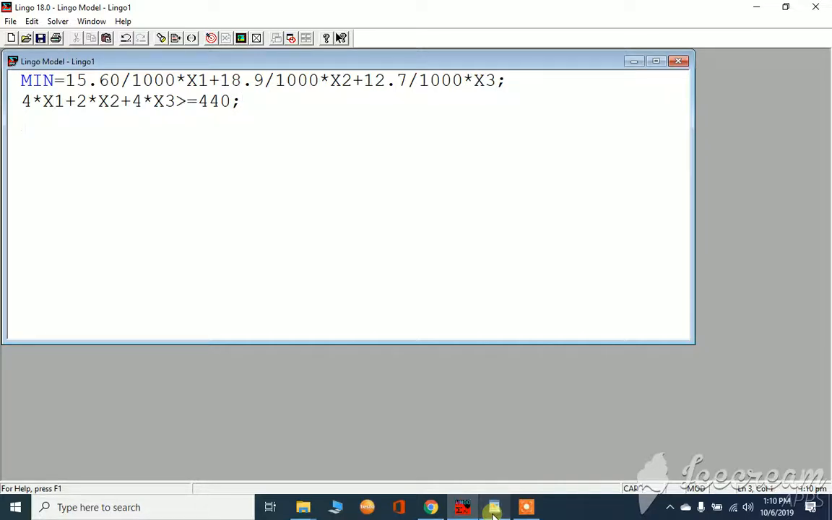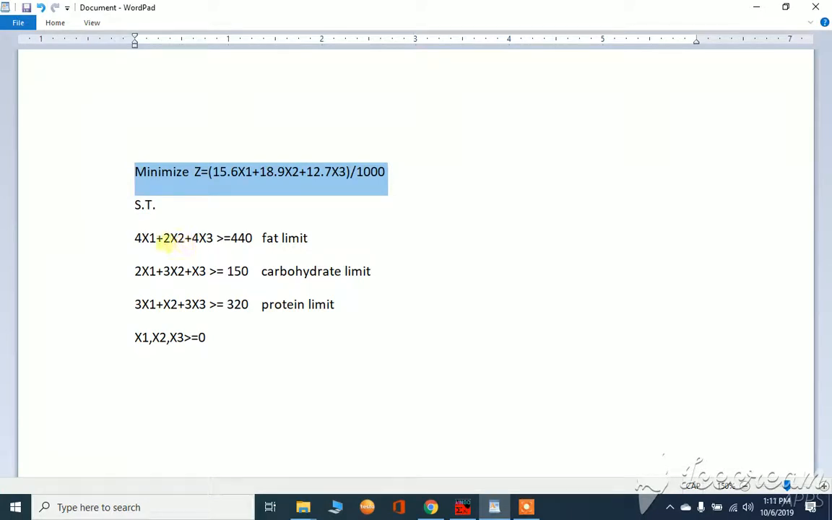We go to the second constraint, which is the carbohydrate. Sorry, I made a mistake here: 2 multiplied by x1, 3 multiplied by x2, and 1 multiplied by x3. This should be greater than or equal to 150, and put the semicolon at the end of the line. So we finish the first and the second constraint.